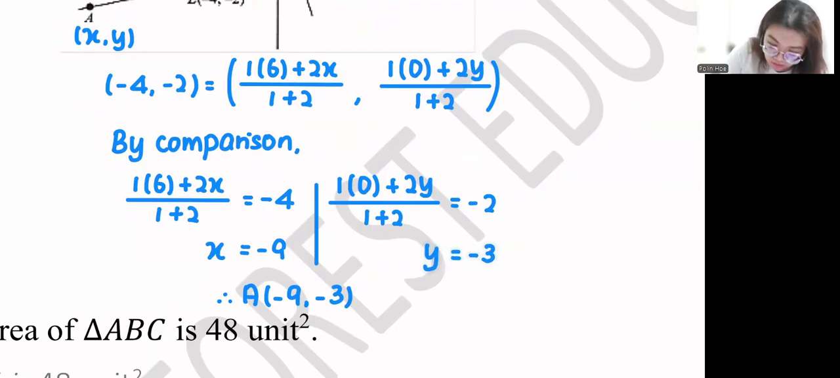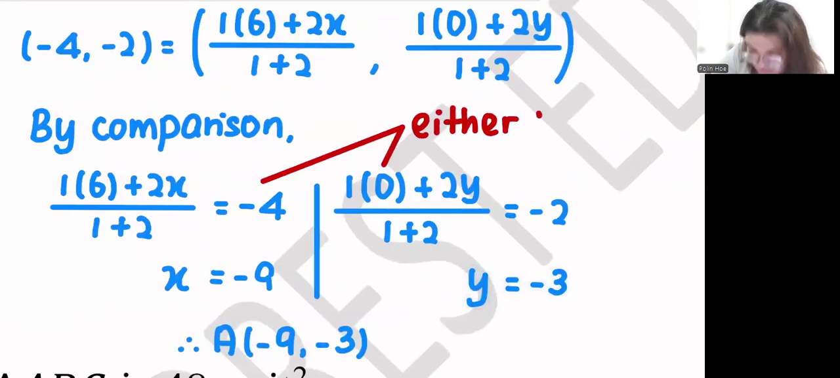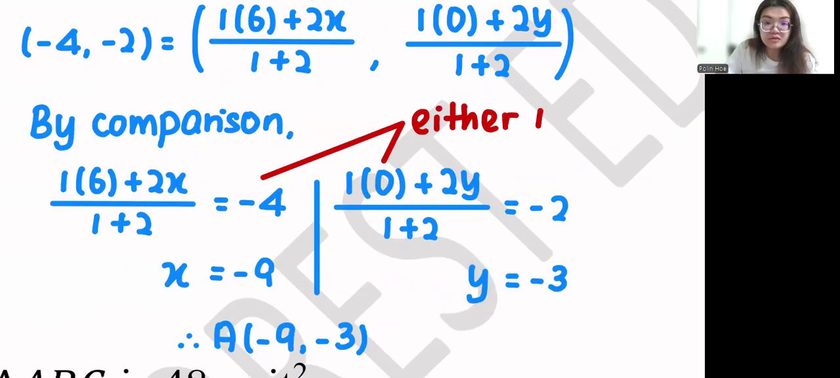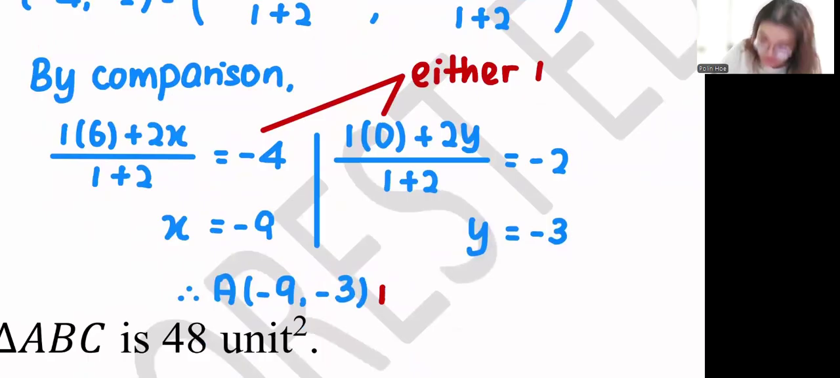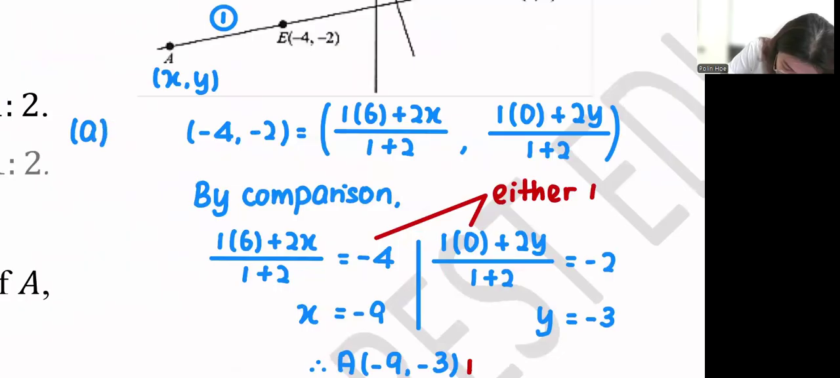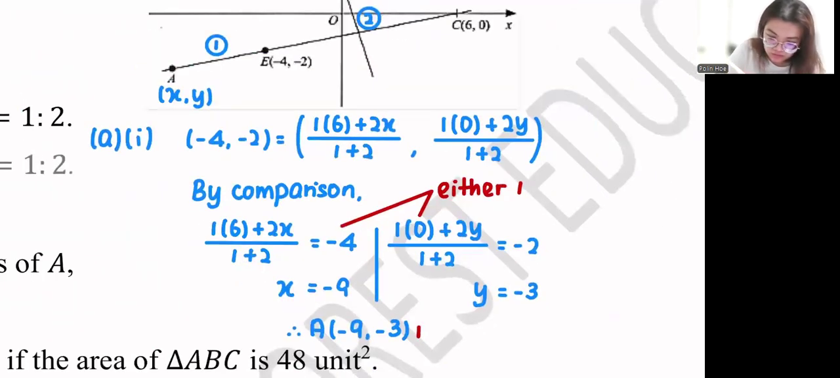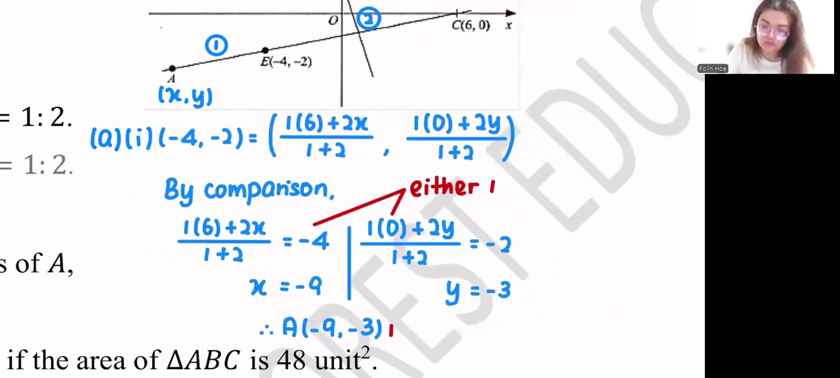This is 2 marks. How to get 2 marks? These two, either one, you get 1 mark. They say coordinate. If you stop here, you will not get the second mark. Final answer, 1 mark. Okay? This is part 1.